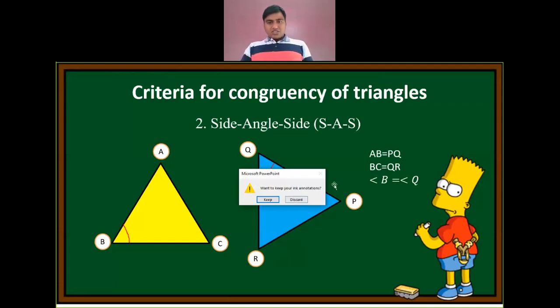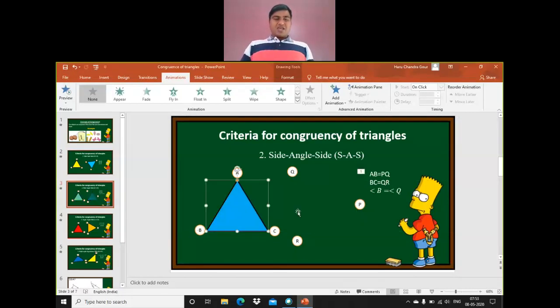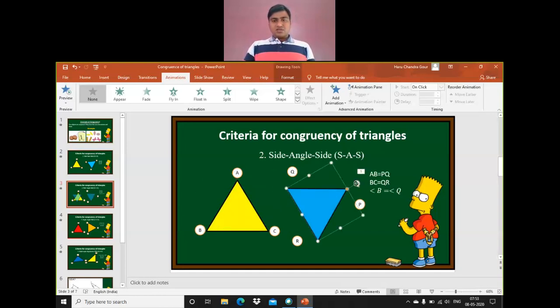Now this is the triangle PQR. First we rotate this and transform it to triangle ABC. So these two triangles overlap each other. Therefore these two triangles are congruent to each other. Now transform this. This is the triangle PQR.